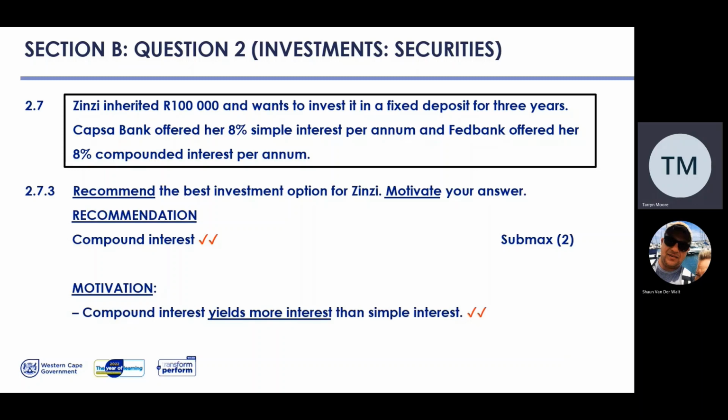Motivation in this account: compound interest yields more interest than simple. And that is something that becomes very important. Keep the motivation short and sweet, but give the facts. You are stating that compound is more because it yields a higher interest than simple interest.